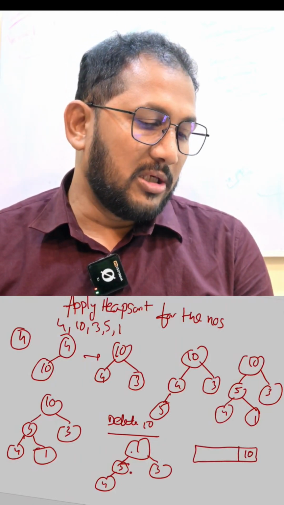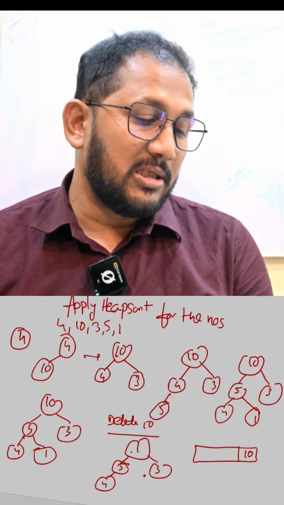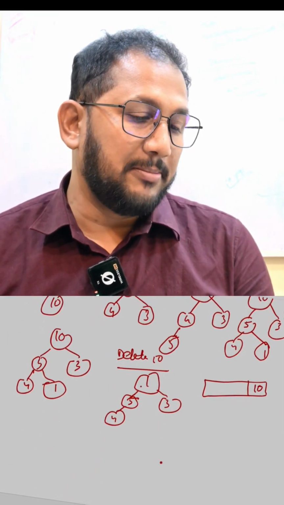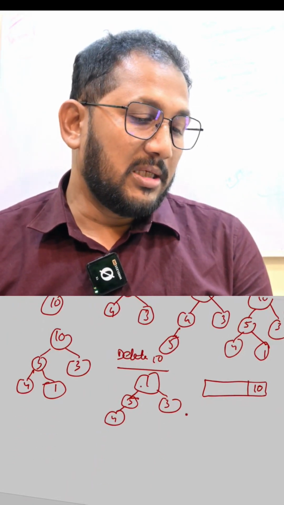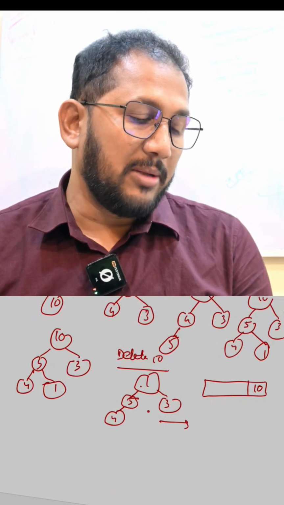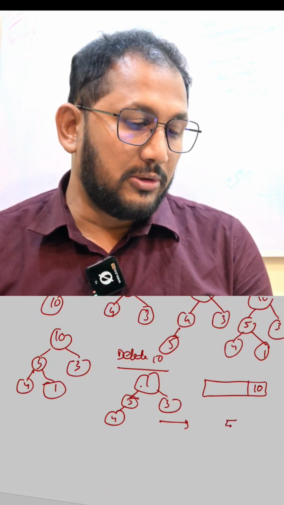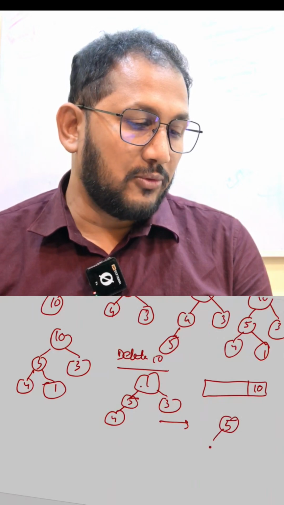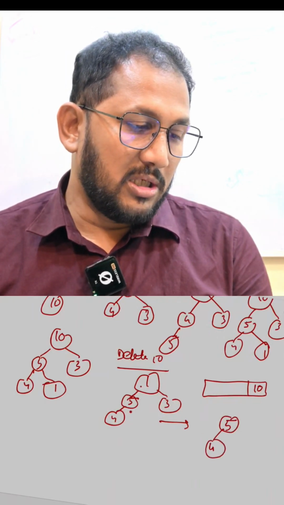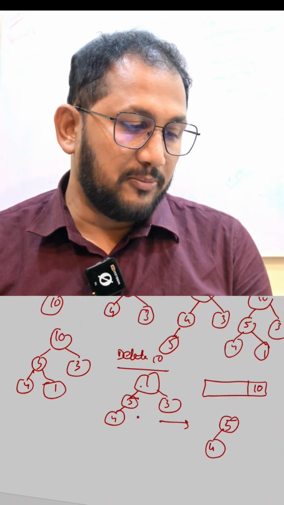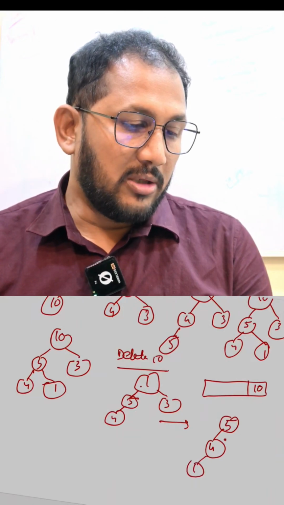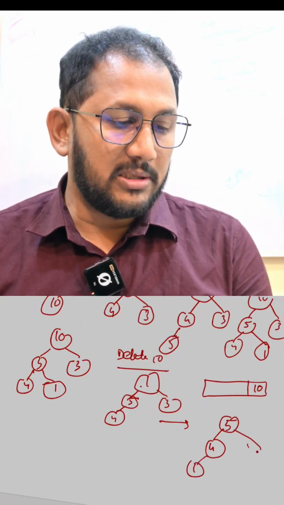Now we need to consider the tree to build max heap again. This is not a max heap, so we need to construct this max heap. So 5 will be the next root, and then 4, and then it is 5, 4, 1, and now 3 remains the same.